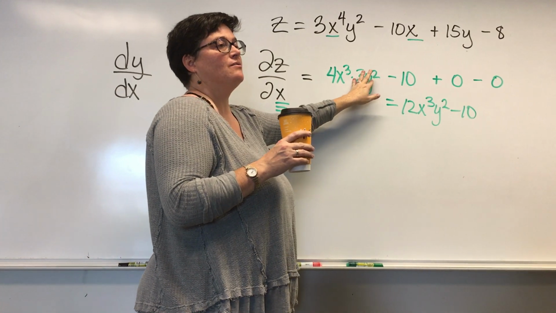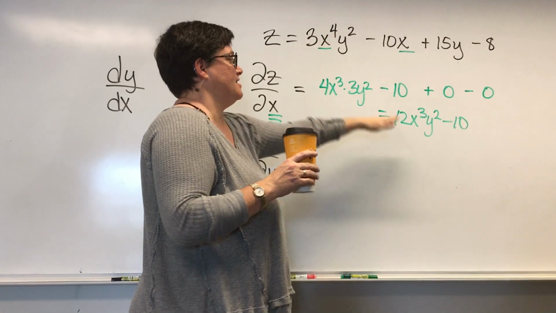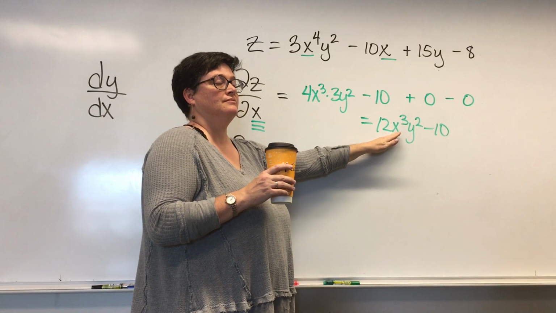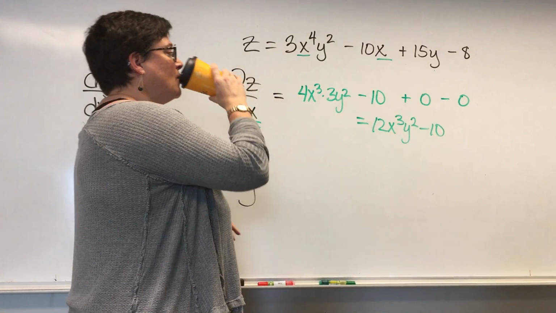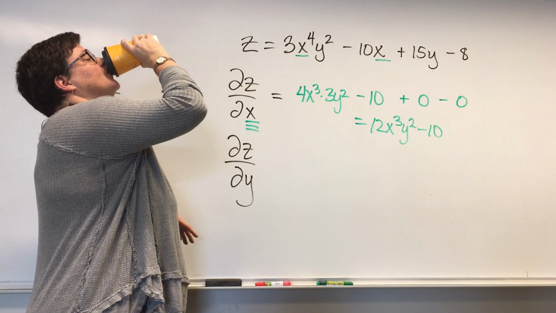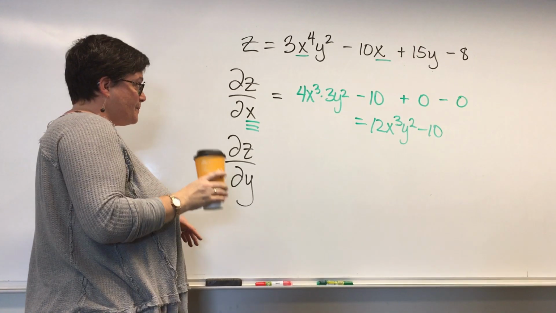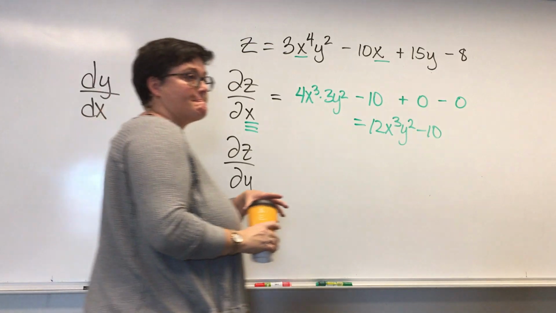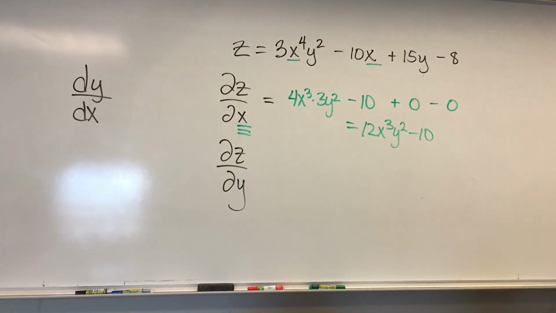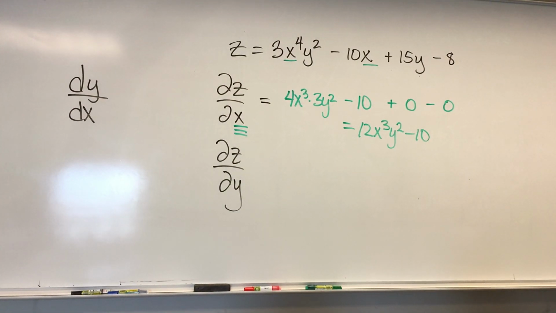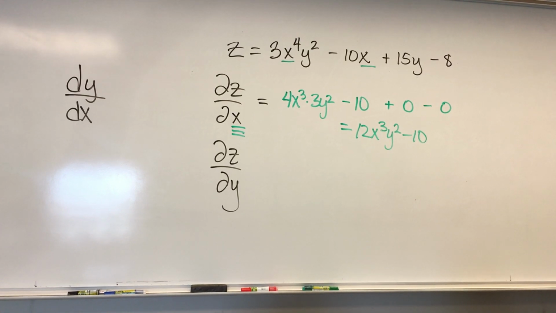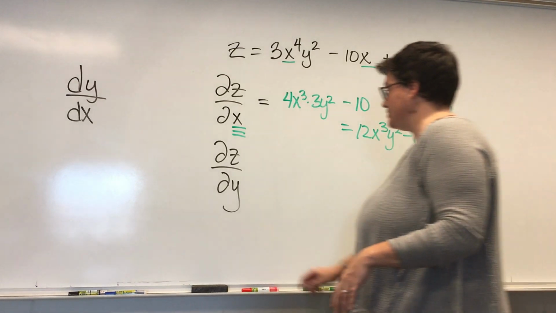Constants come along for the ride. But I could definitely have gone straight to here. Just because the y squared is connected to the 3x to the fourth, it'll go along for the ride. Yep. Like if that was 10x y squared, then the y squared would come along. Absolutely.